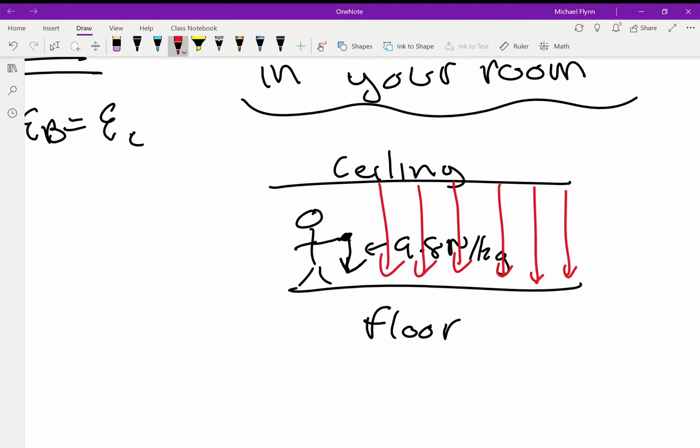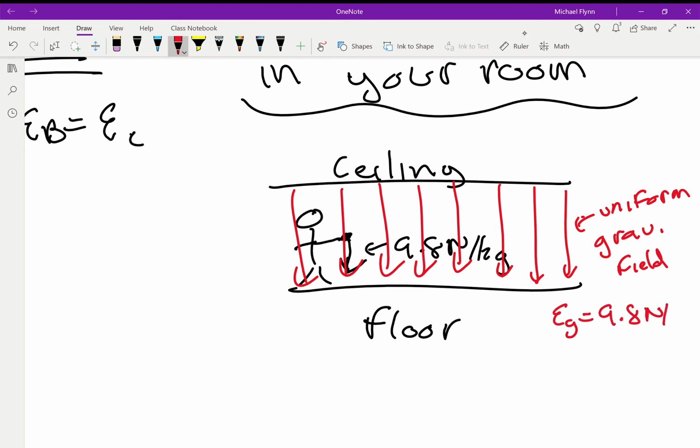In other words, you could hold that mass up high near the ceiling, okay? So that is a uniform gravity field. And you would always get 9.8 newtons per kilogram.